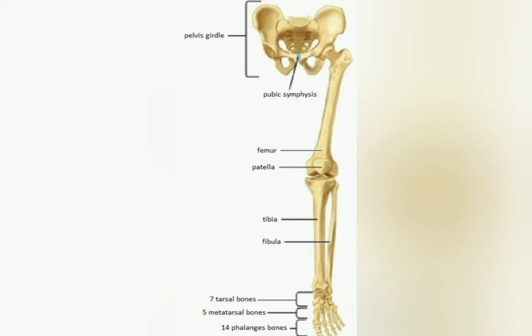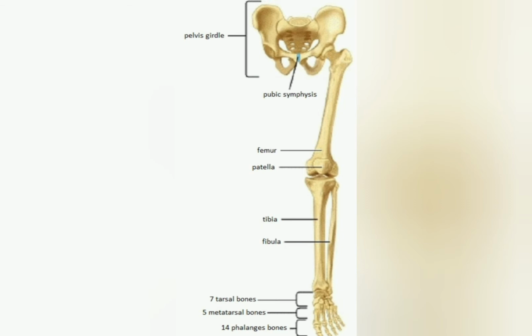So in this video, we'll talk about the bones of your lower limb. Let's start with the hip bone. Your hip bone, which is also called the innominate bone, is made up of three other bones: the ilium, the ischium and the pubis. From there, when you come down, your thigh bone, which is called the femur, is the largest bone of your body, the femur. From there, you have your knee bone, which is called the patella.